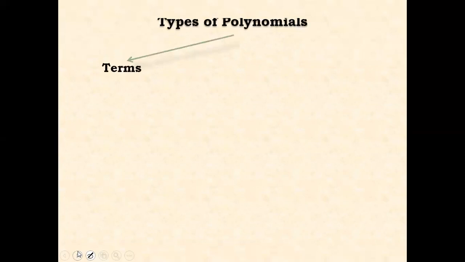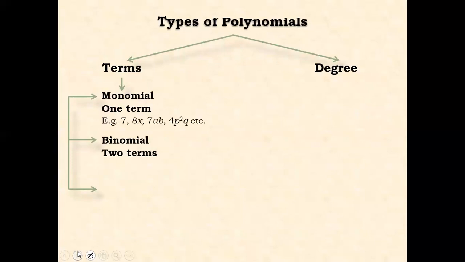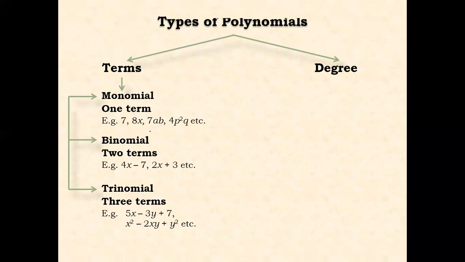Now we have types of polynomials here. Based on terms, we decide the different polynomials, and then degree. Here we have the monomial. A monomial has only one term, like 7, 8x, 7ab. These are examples where we don't have any plus or minus sign. Similarly 7p square q is a single term. Here we have the multiplication sign between 7 and p square, and between p square and q, but as a whole it is a monomial. So we differentiate the terms based on plus and minus signs.